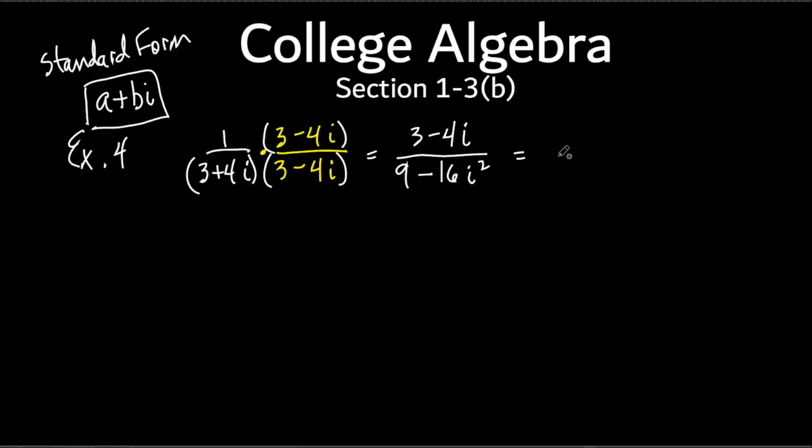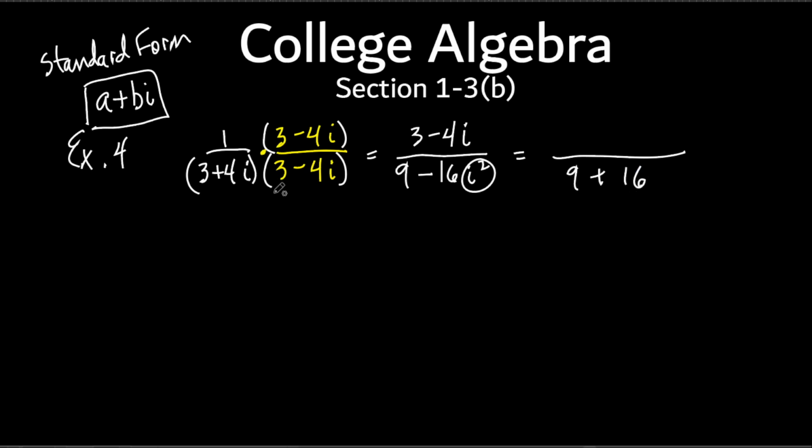We're not finished. We've got to do a couple things here. Let's do the bottom. 9 minus. Now, let's look at this. Remember what we said yesterday that i squared is equal to? It's negative 1. So let's do a little bit in our head here. It's going to be negative 16 times what? Negative 1. What's negative 16 times negative 1? Positive 16. Everybody see that?